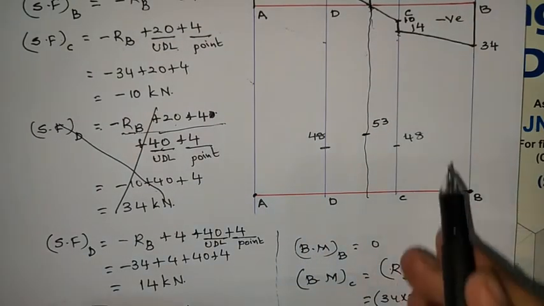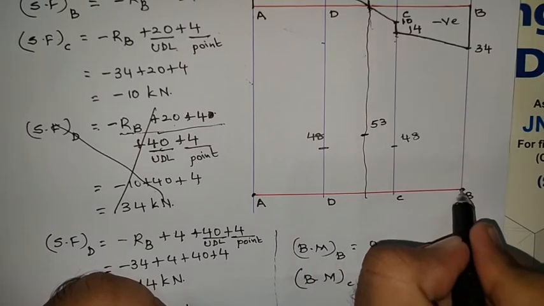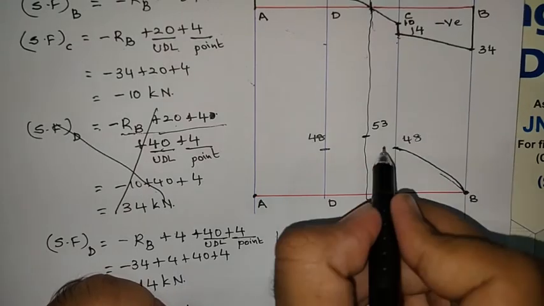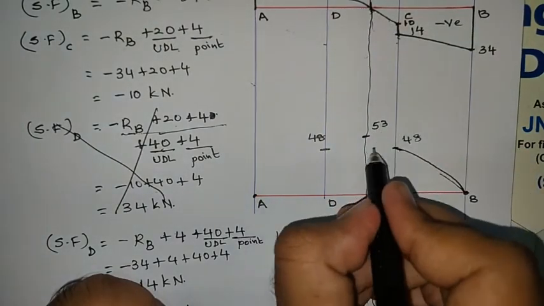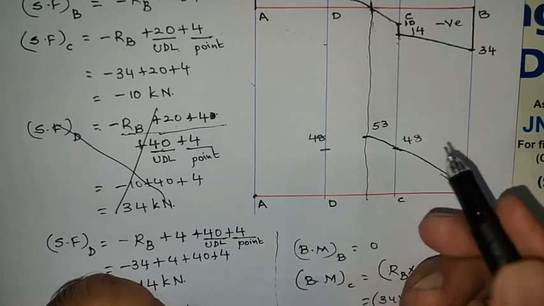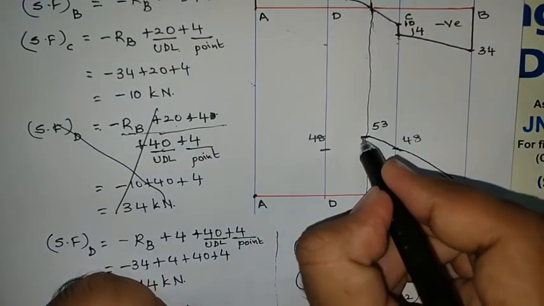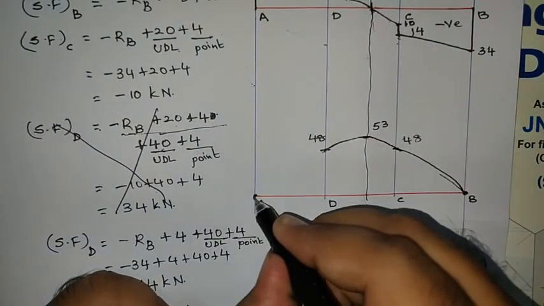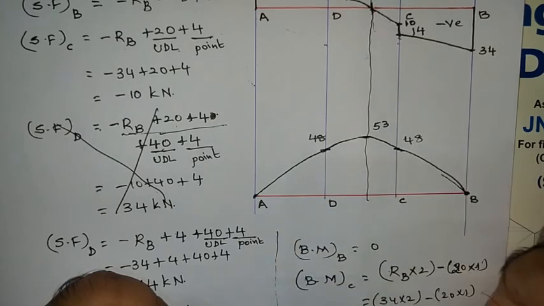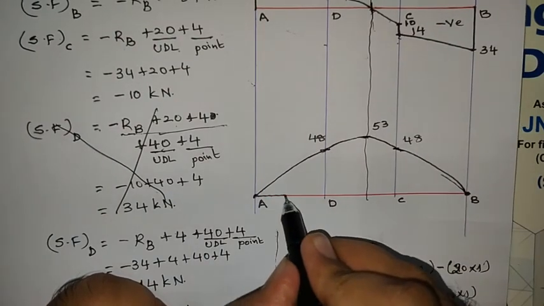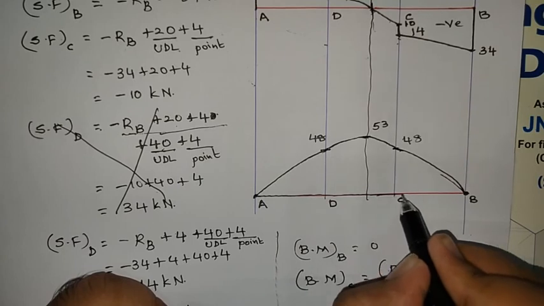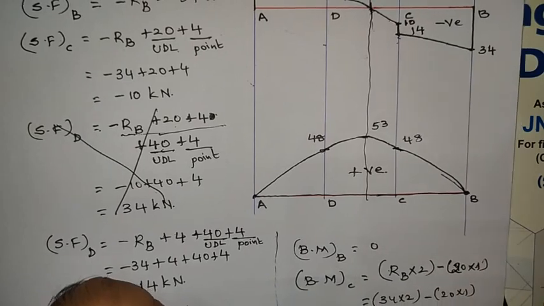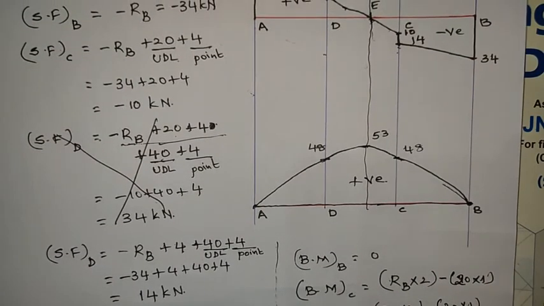So here an inclined line is there. So draw a parabolic curve, right? Next, here an inclined line is there. So draw a parabolic curve. Next, here an inclined line is there. Draw a parabolic curve. Here an inclined line is there. Draw a parabolic curve. Okay. So now this one is the bending moment diagram and it is positive. Okay. So like this we need to solve the problems.